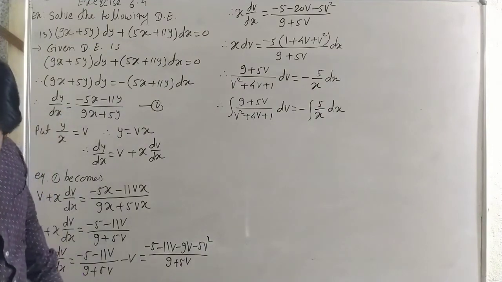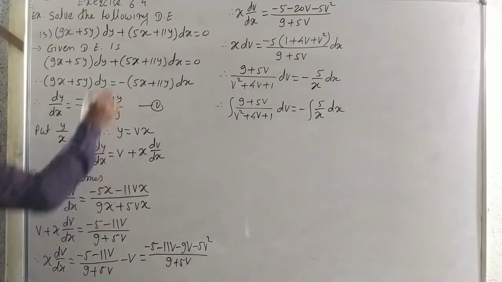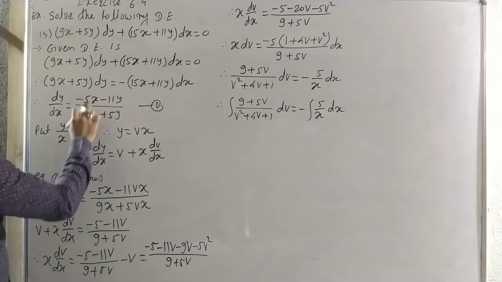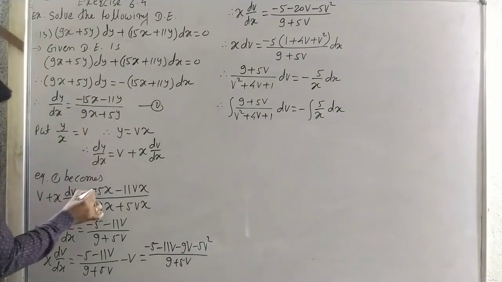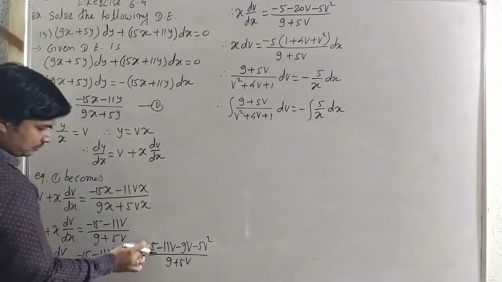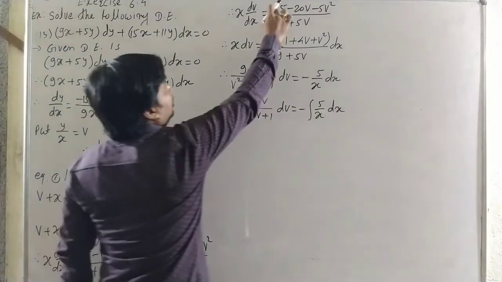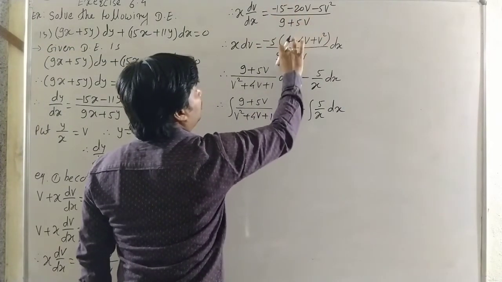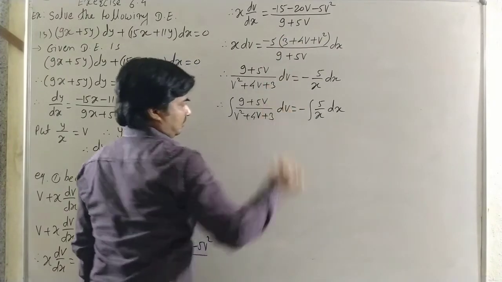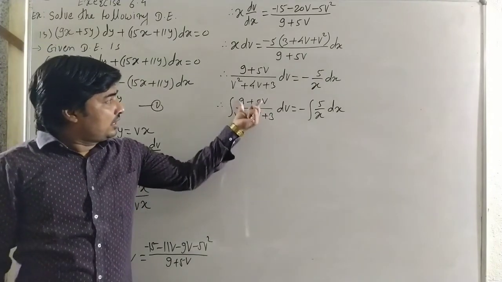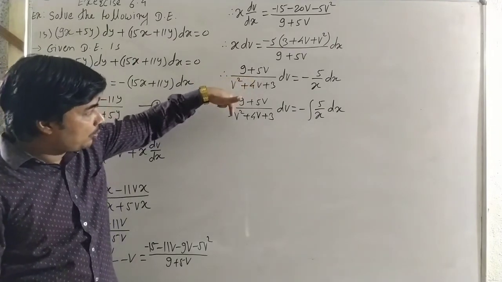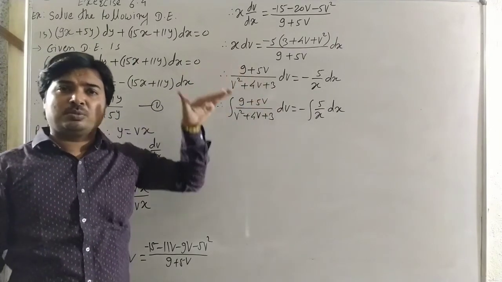Now in the question there is a 15x. Here the correction is this, it is a 15x, therefore it is 15. Then here it is 15, here it is 15, and now again we take 5 common, then it is a 3, and it is 3. Now it is a linear function upon quadratic function: (9 + 5v) upon (v square + 4v + 3), linear function upon quadratic function.